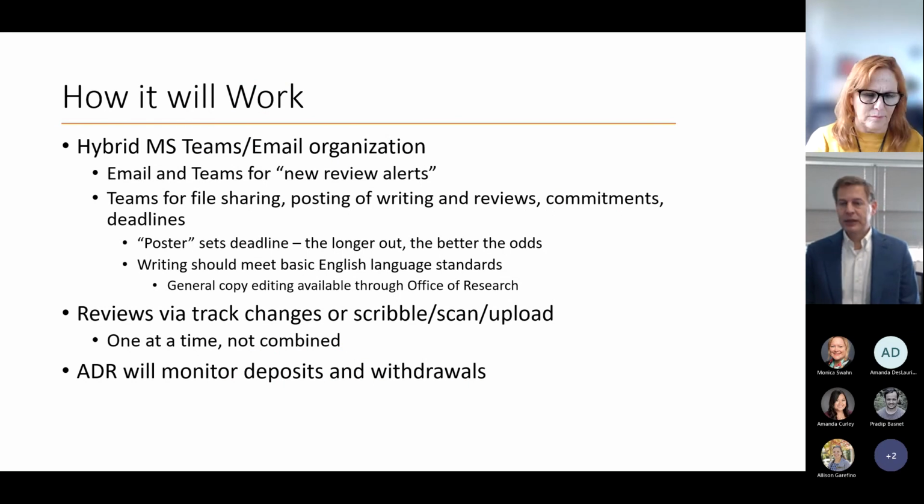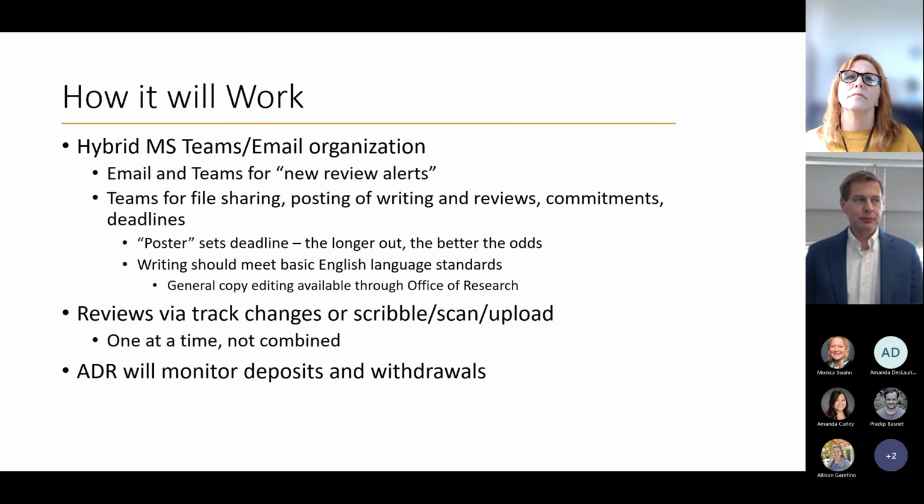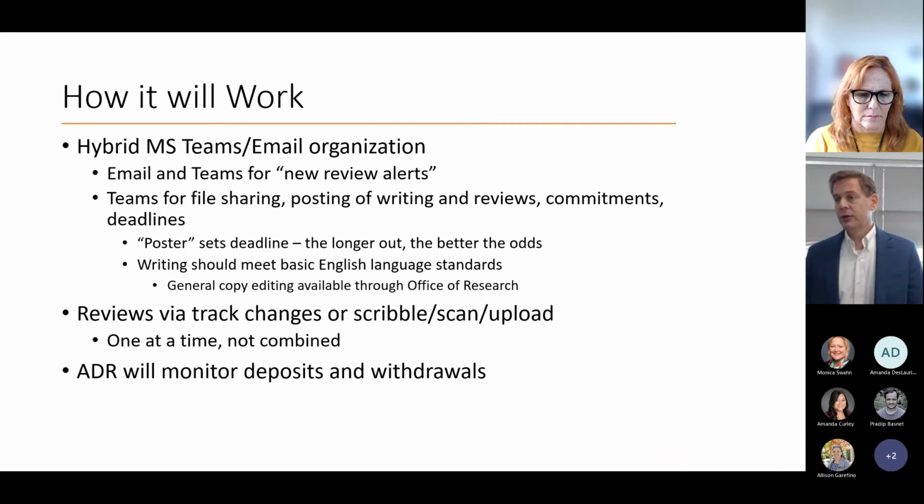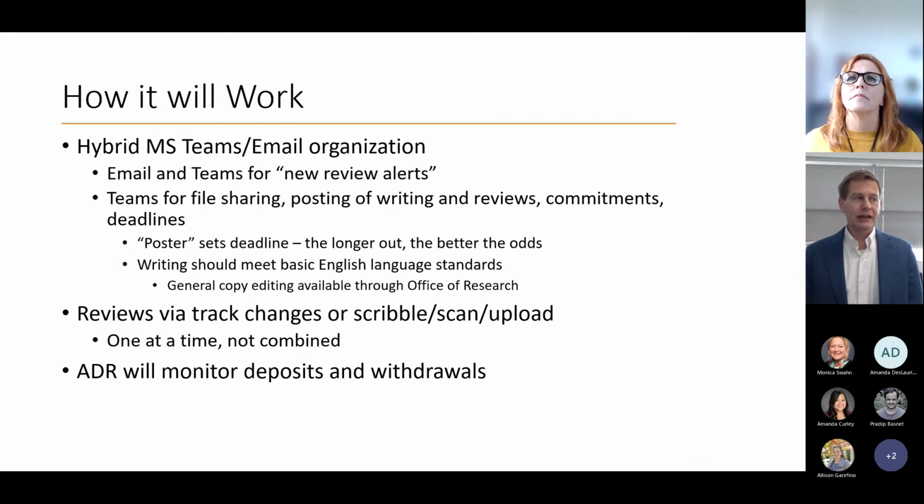The actual structure will be on MS Teams with also an email list. I like Teams. I like what it can do, but I know I've had Teams where I have completely missed activity because it doesn't ping me all the time in the way that I can see the pings, and the little notices go away and I don't go look. So we will use Teams for file sharing, posting of the writing and reviews, working out the structure and organization, but we'll also have an email list that says there is a new article available for review. Hop over to Teams to have a look, just so we all know we're getting notifications in two ways.